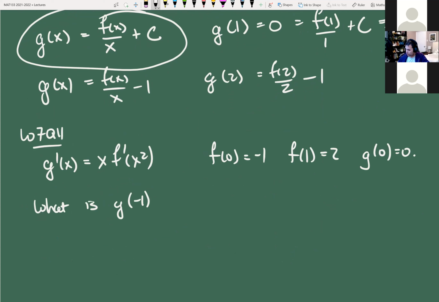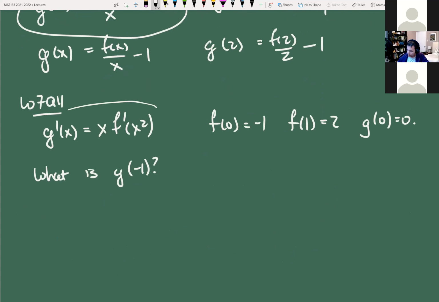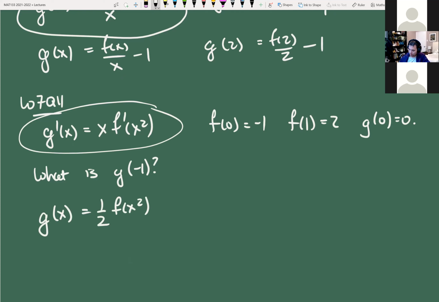g of negative 1. So again, we look at this, and this one actually we can probably do now. This one we can probably do with substitution, right? Like let u be equal to x squared. And if you do that, you'll just get g of x is 1/2 f of x squared. So you can actually do that one with substitution if you want, plus some sort of constant.